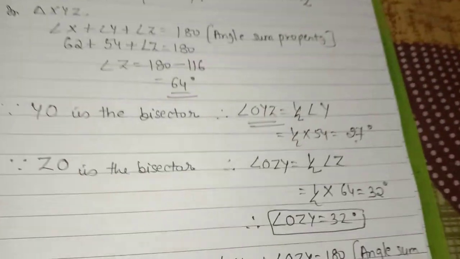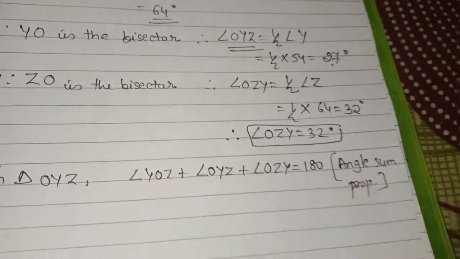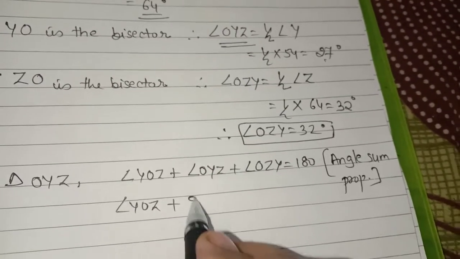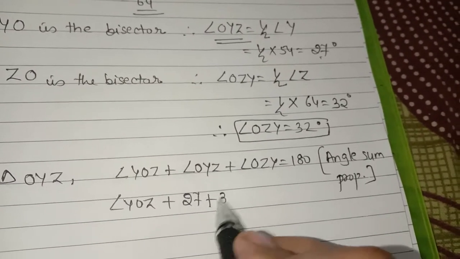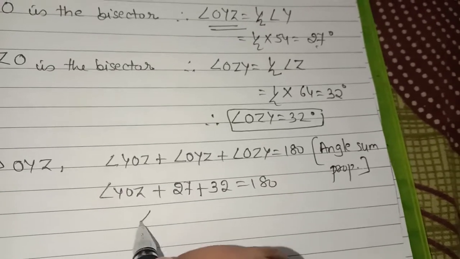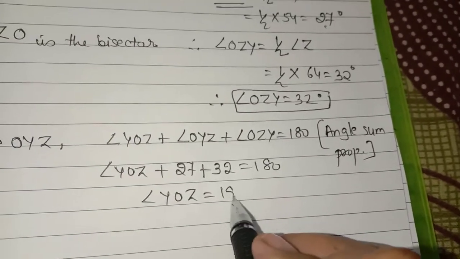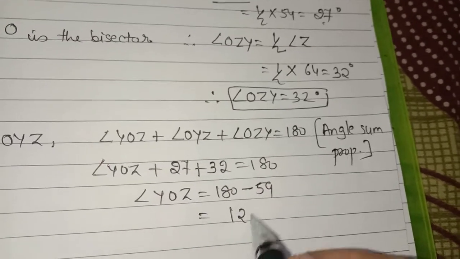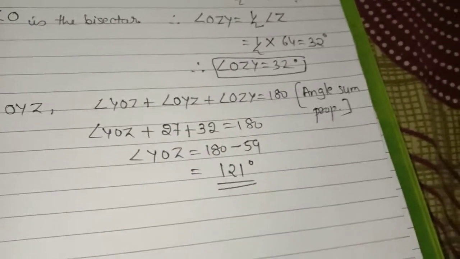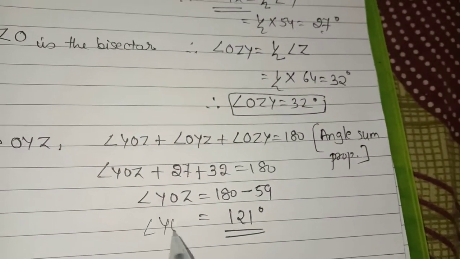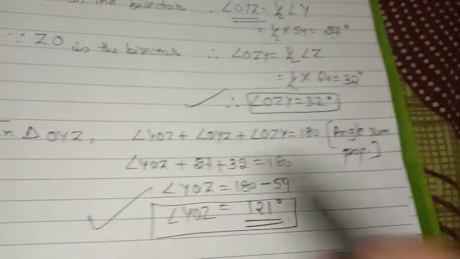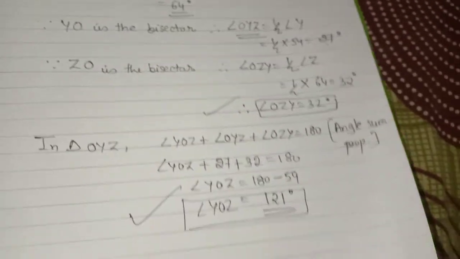One thing I'd like to mention here, never forget to mention the reasons. Okay, so it is 27 plus 32. Angle YOZ plus 27 plus 32 is equal to 180. So YOZ is equal to 180 minus 59. So we have 121 degrees. Clear? So this is our first question. YOZ is equal to 121 degrees. So these are the two requirements for us to solve the numericals.